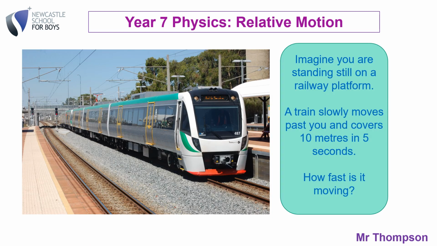On to relative motion. It can be quite confusing, so I'll just talk you through these slides. Imagine you're standing on the platform and a train is moving by 10 meters every 5 seconds. How fast is it moving? Well, use the speed equation, distance over time. 10 meters divided by 5 seconds would be 2 meters per second.